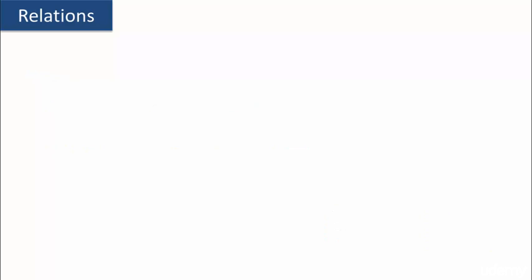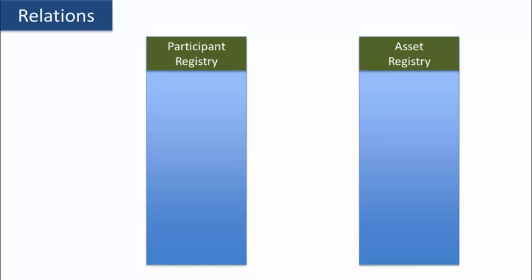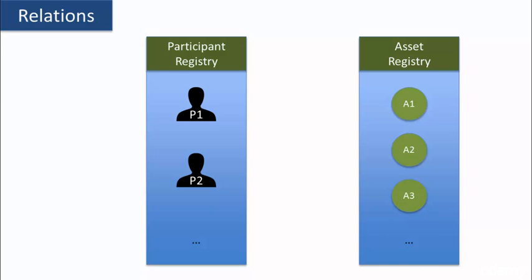Oftentimes, you need to depict relationships between the resources. To give you an idea, I'll talk about the registry first. As you know, there are multiple types of registries maintained within the business network. For example, the participant registry has all the participants, and the assets registry has all the assets. Each of these participants and assets is identified by the keys you see here. P1 and P2 are the keys that identify the participants in the registry. A1 through A3 are the unique keys that identify each of these assets.